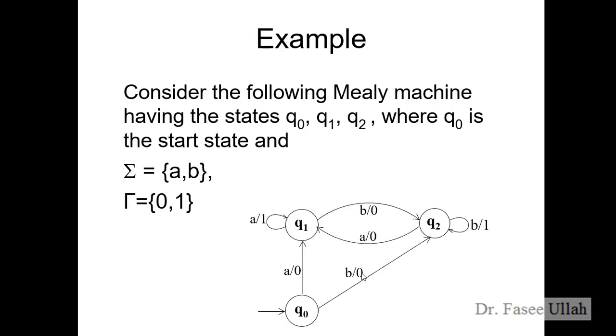We have another example over here. Consider the following Mealy machine containing 3 states. We have to start at Q naught, right? So we have the input state and we have the output state. We start over here, and based on this, we will execute accordingly, right?